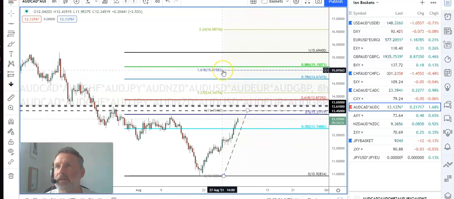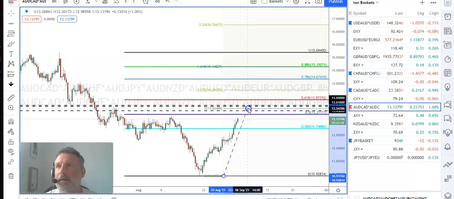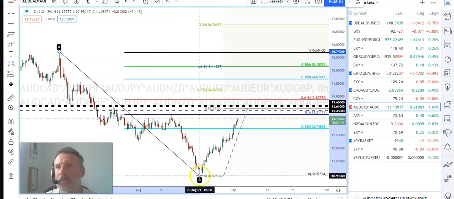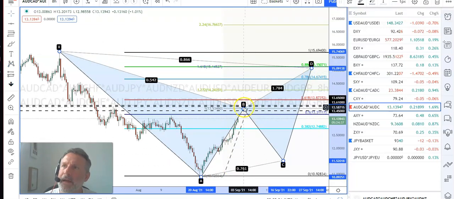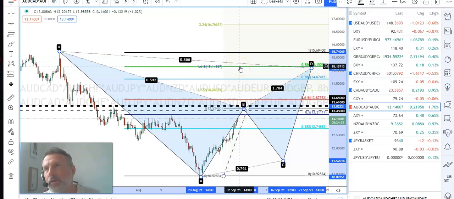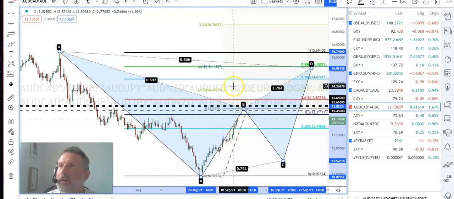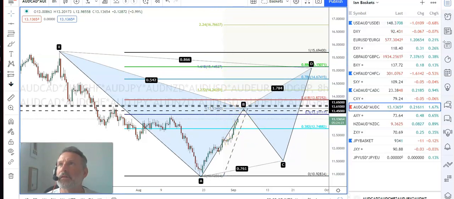Now, this is 161.8%, this is 88.6. If I just move up there, okay, just in the middle of that zone, you get a confluence area here. And that confluence area gives us this. So that would basically offer us the opportunity to come lower in a BC leg to then go higher in a CD leg to complete this pattern, which is a bat formation. So potential mild buying, should we say, in Aussie.